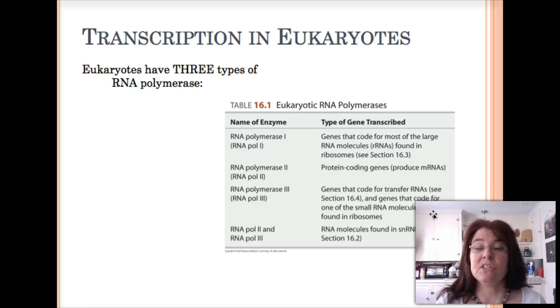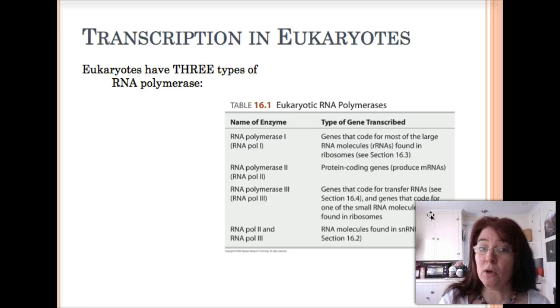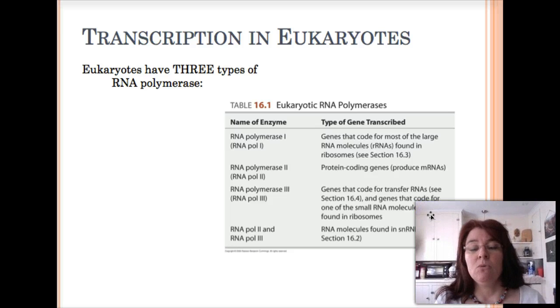So there are some pretty significant differences here in that bacteria only have one type of RNA polymerase, which corresponds with RNA polymerase 2 in eukaryotes.